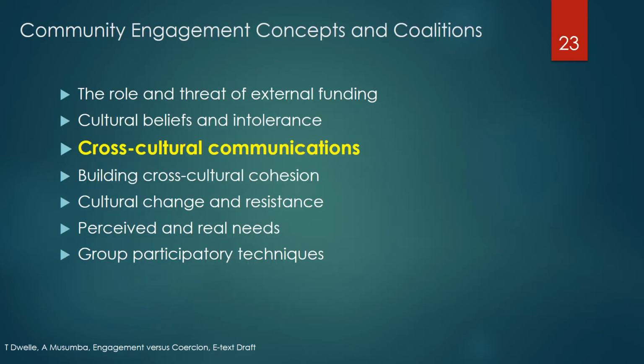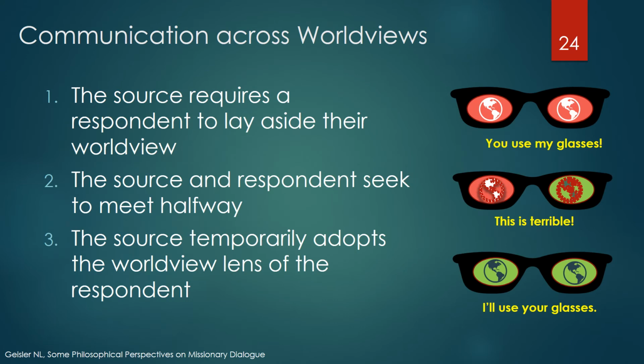Let's briefly touch on the role of cross-cultural communications in coalition building. Giesler described three approaches to communicating between worldviews expressing significant differences of beliefs and values. One, the source of a message requires a respondent or recipient of a message to lay aside their worldview and see things through the worldview lens of the source. Two, the source and respondent seek to meet halfway, or exchange one lens each from their worldview glasses and try to see through the lens of both worldviews at the same time. Three, the source temporarily adopts the worldview lens of the respondent.